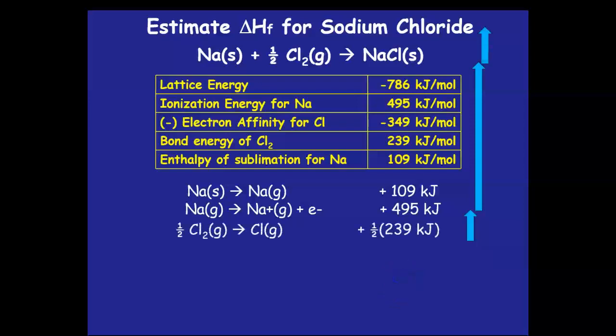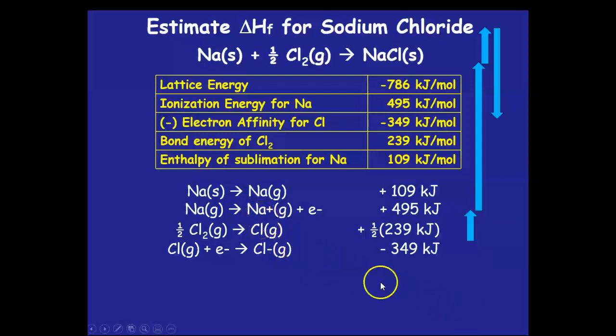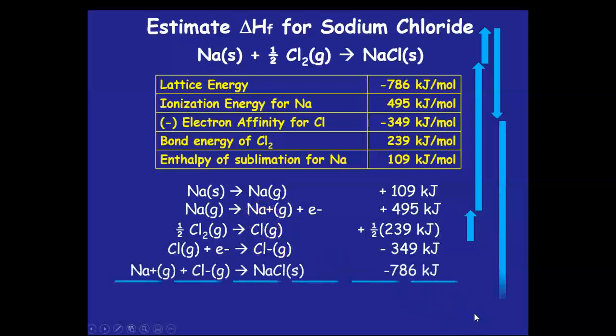You have to turn the chlorine gas molecules into chlorine gas atoms, and that's a half of 239, since we only need 1 chlorine for each sodium. Then finally we're going to get some energy back by combining the electron with the chlorine. That's called electron affinity, and that's exothermic. And now we've got the ions, the sodium ion and the chloride ion, so we let them run into each other, and we get the solid sodium chloride.